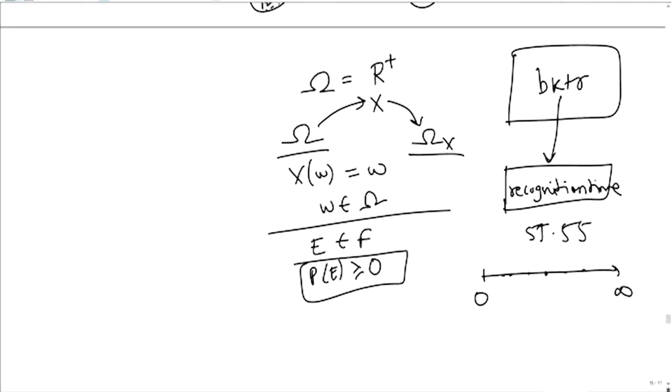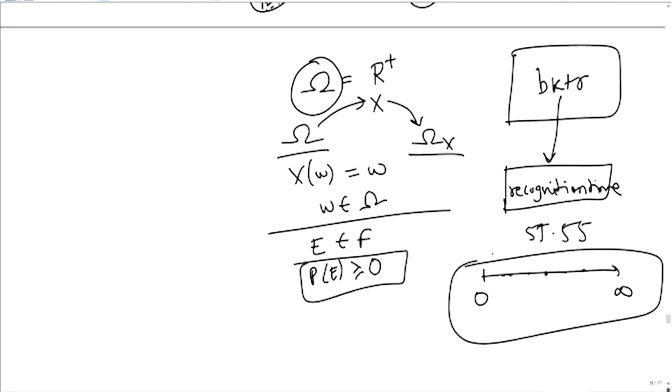But what would be an event? What is an event? An event is a possible subset of your sample space. What is the sample space? All real numbers between 0 and infinity, basically this whole line. This is your sample space.